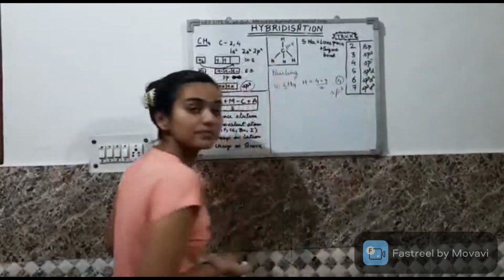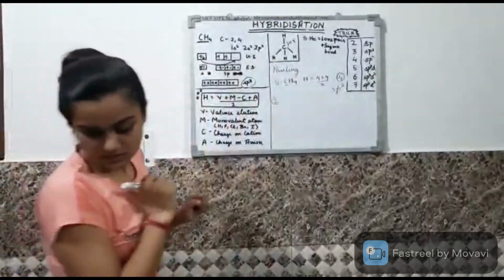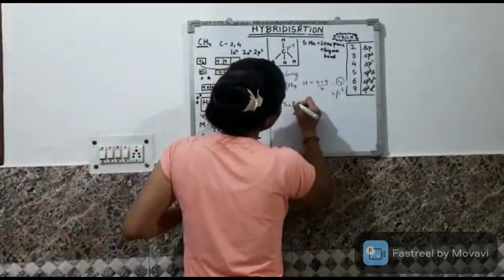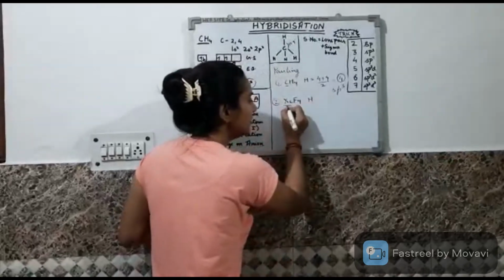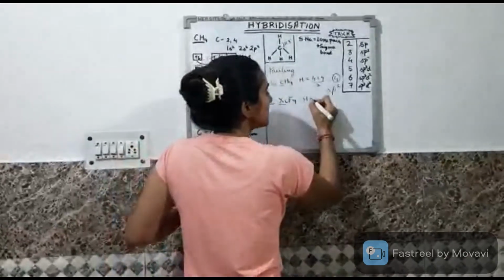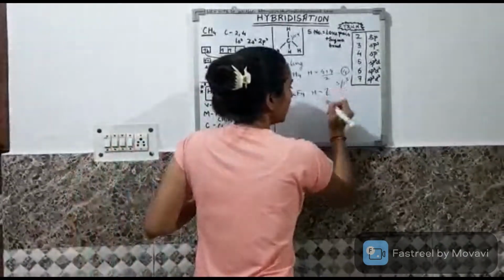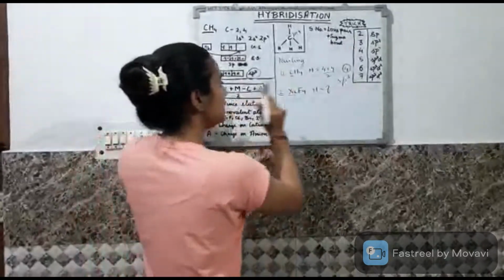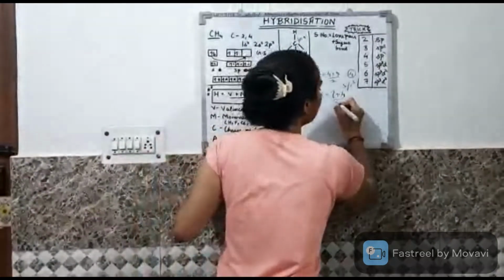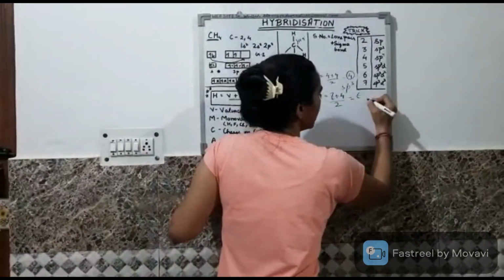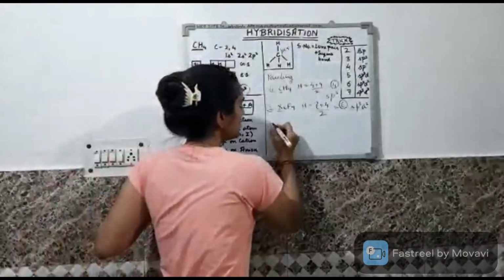hybridization. Let's take the second example. The second example is XeF4. Here the central atom is Xe, that is xenon. This is a noble gas, so the number of valence electrons in a noble gas is 8. V plus M, where M is the monovalent atoms. There are 4 monovalent atoms. 8 plus 4 by 2, which will be 6. 6 means sp3d2.